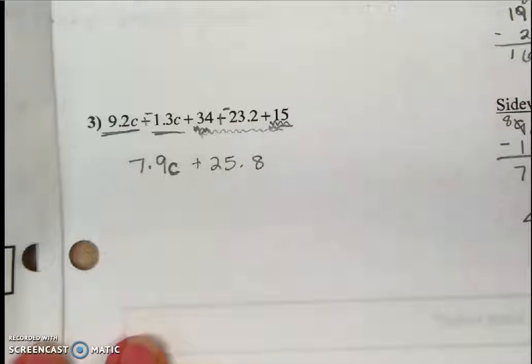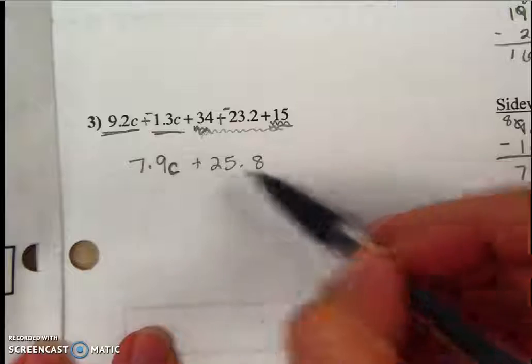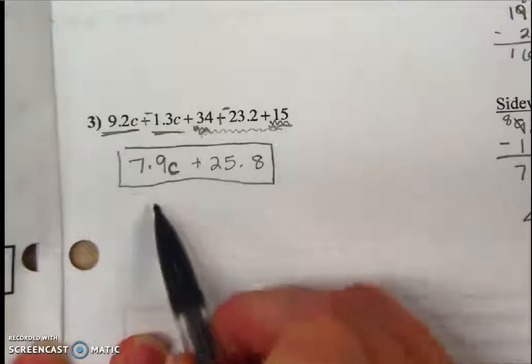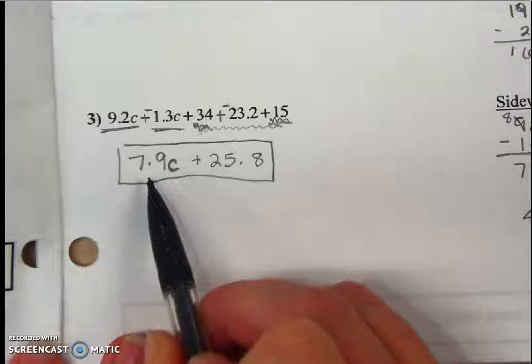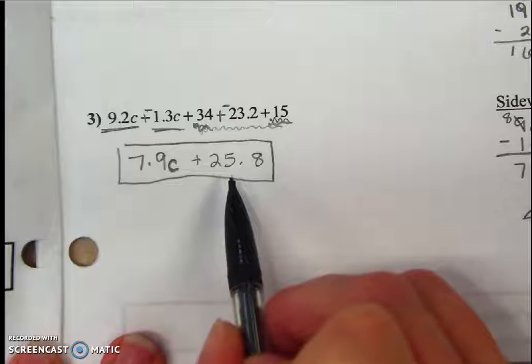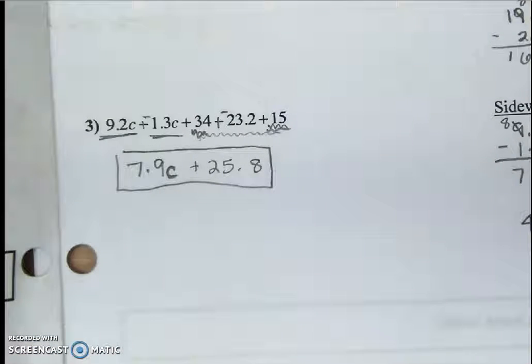All right, so there we are. Can I do anything else from this point? Well, no, because this has a C and that one doesn't. So that's as far as I can go. Remember, this one is the variable term. The coefficient is 7.9. This one is the constant. The constant is 25.8.